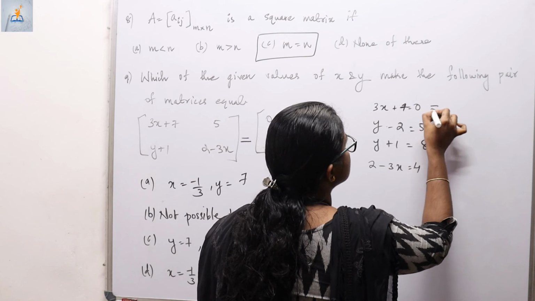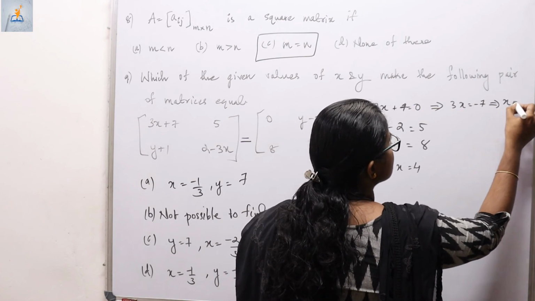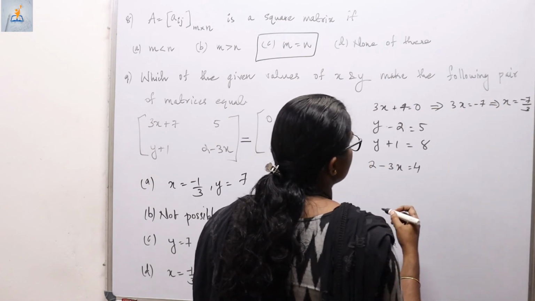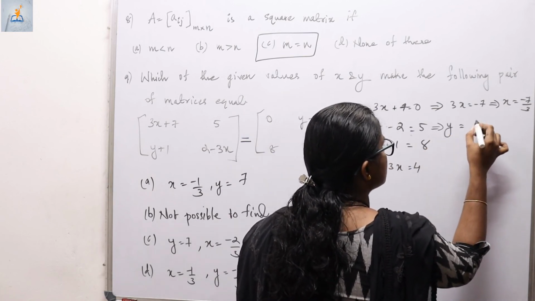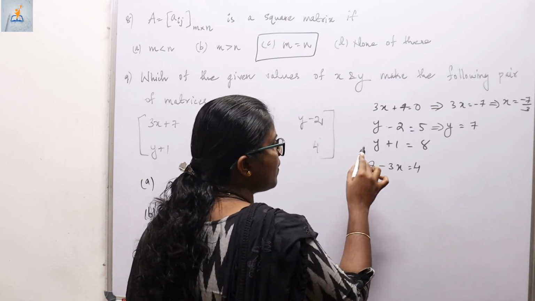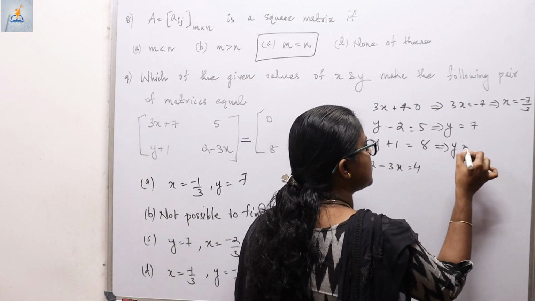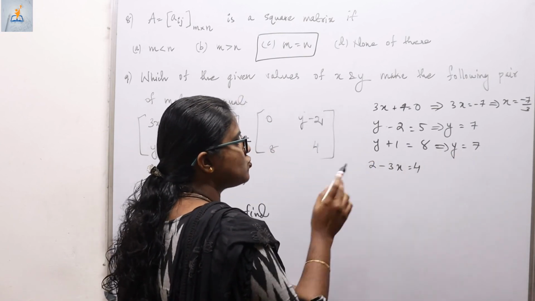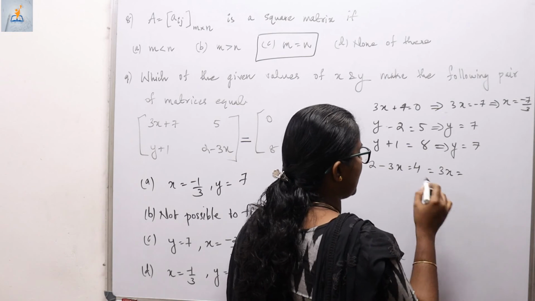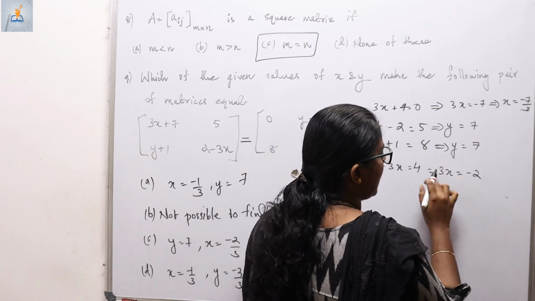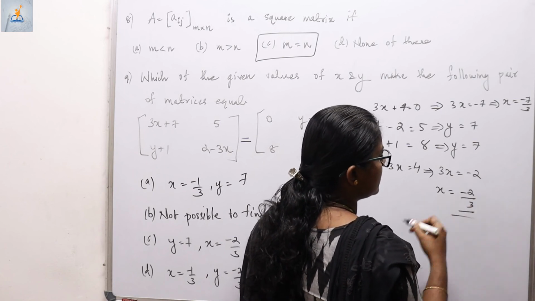So from this equation, we will get 3x is equal to negative 7, which implies x is equal to negative 7 by 3. Also, y minus 2 is equal to 5 implies y is equal to 5 plus 2, that is 7. Also, y plus 1 is equal to 8, which means y is equal to 8 minus 1, that is 7. Also, 2 minus 3x is equal to 4, which means 3x is equal to 2 minus 4, that is negative 2, and x is equal to negative 2 by 3.